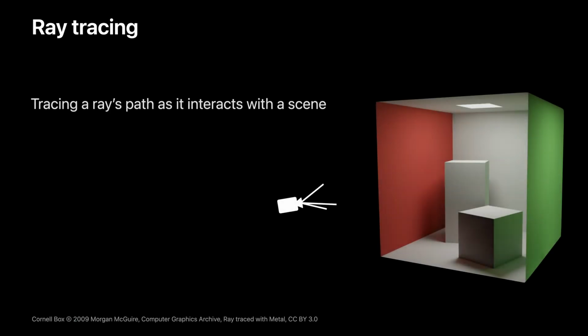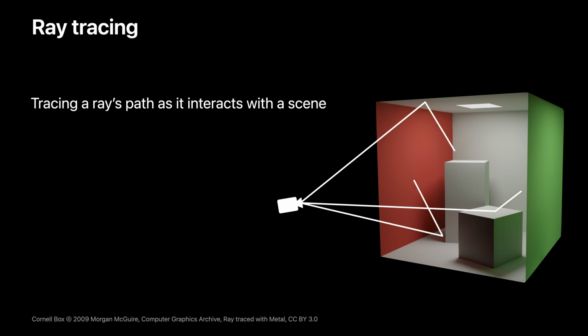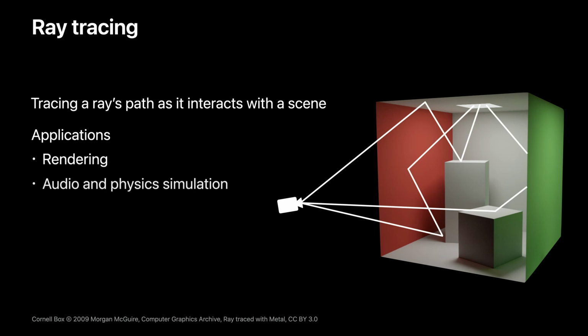In this session, we're going to talk about the brand new features we've added this year to enhance our Metal Ray Tracing API. But first, let's do a quick recap about ray tracing. Ray tracing applications are based on tracing the paths that rays take as they interact with the scene. Ray tracing is applied in a lot of domains, such as audio, physics simulation, and AI, but one of the main applications is photorealistic rendering.